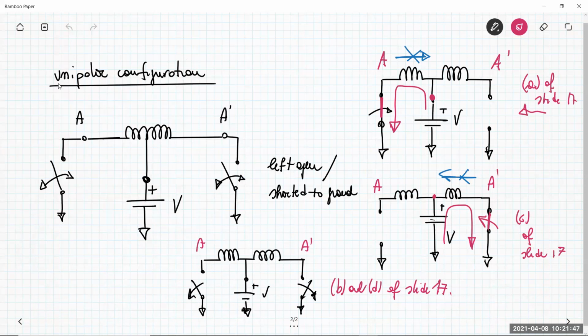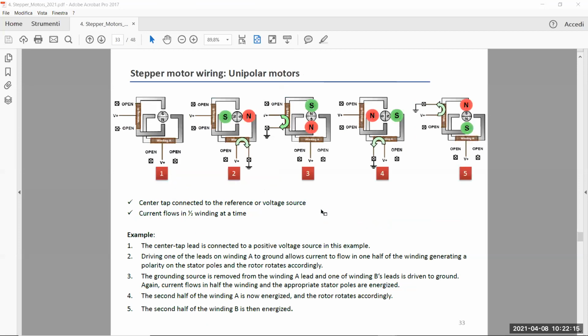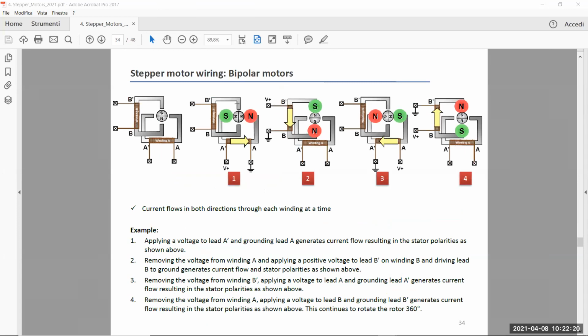Let's see what kind of circuits we need for obtaining this behavior I show you in this simplified form. Permanent magnet stepper motors have a unipolar configuration of the wiring for each phase. Let me illustrate what happens in this case, sharing the stepper motor slides here. Let me start from the bipolar, just to finish this topic. This is the bipolar configuration.